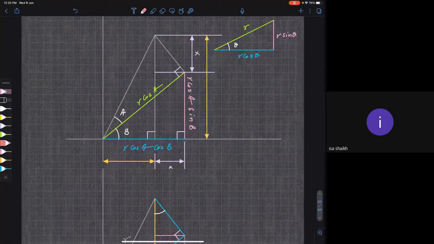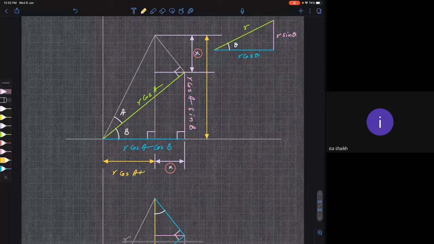So, sir, but we have the value now. Below we have discovered it. What is it? r cos A plus B. Very good. I'm writing it here. r cos A plus B. And that yellow line is r sin A plus B.